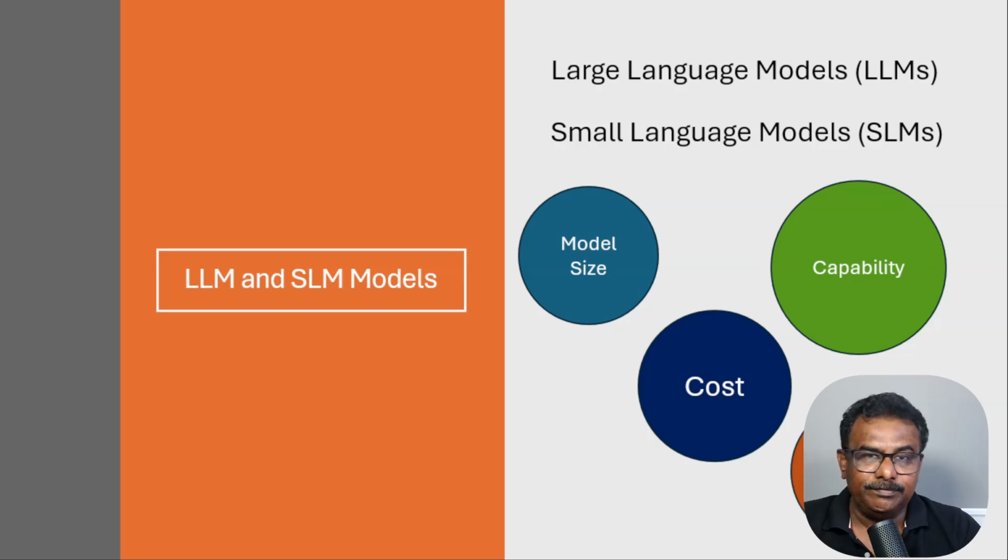So in the market, if you see, there are so many models. You have GPT, GPT Mini, Google Gemini Ultra, Google Gemini Nano. So why these differences? The models can be classified as LLM and SLM. LLM means large language model and SLM means small language model. How the models are classified as LLM or SLM depends upon the size of the model, its capability, the cost of using it, and the use cases for which the model is being used.